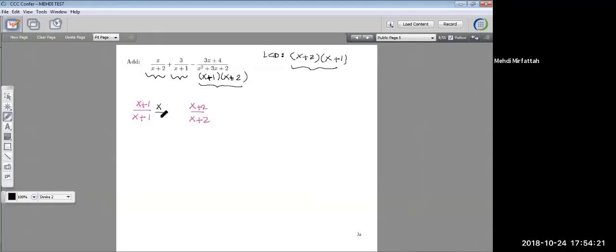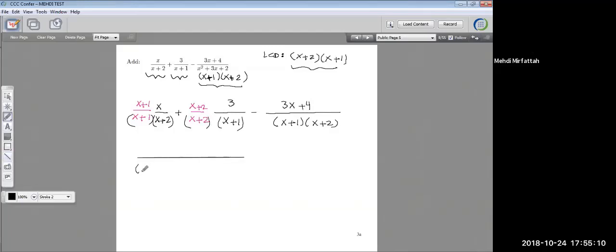So the first one, x over x plus 2, needs to be multiplied by x plus 1 over x plus 1. Then the second term, 3 over x plus 1, needs to be multiplied by x plus 2 over x plus 2. And the last one is already there, x plus 1 times x plus 2. And then I don't have to really multiply this by anything. I get 3x plus 4 at the top of the fraction and over LCD. So now I can go ahead and combine these because we have the same LCD. So we write that down as x plus 1 times x plus 2 at the bottom of the fraction.